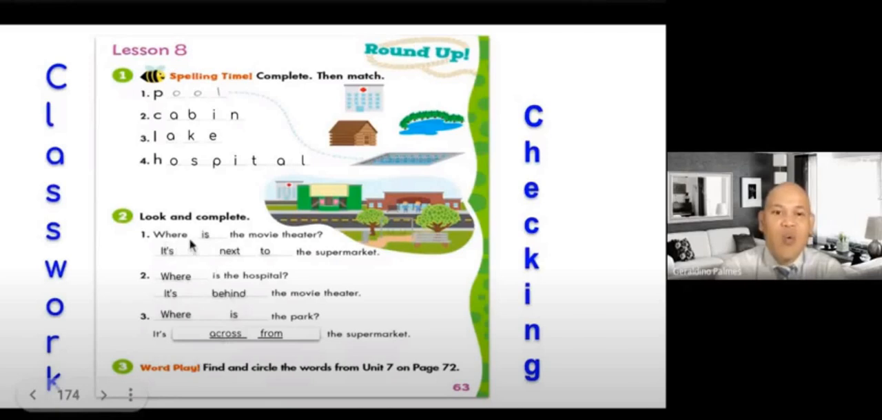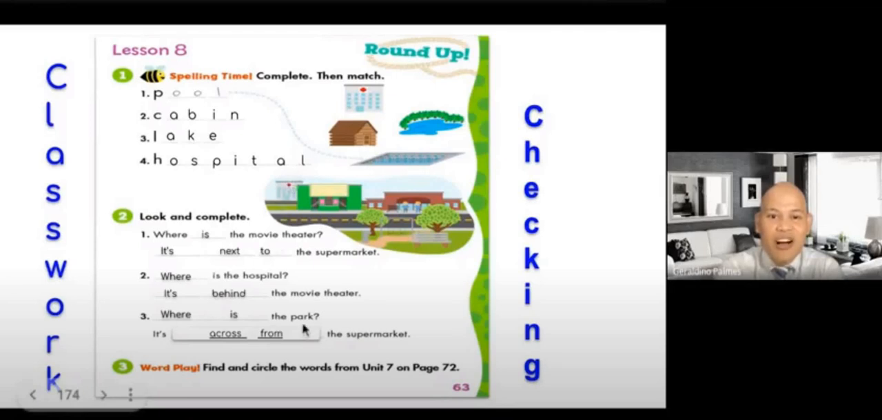First one, where is the movie theater? You can see right here. It's next to the supermarket. The missing one right here in number 2 is, where is the hospital? It's behind the movie theater.